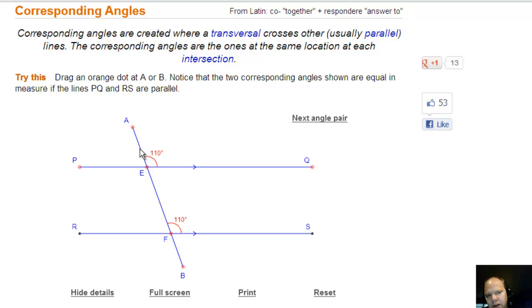Here's another pair. These are both to the right of the transversal and above the parallel lines. And you can see here's the next pair and finally the fourth pair. So corresponding angles, the key to knowing that about corresponding angles is that they're in the same relative position. Now, the other thing that we know about them is that if these lines are parallel to each other, corresponding angles will always be congruent or equal in measure, and that's what we're going to use in trying to solve some problems involving corresponding angles.